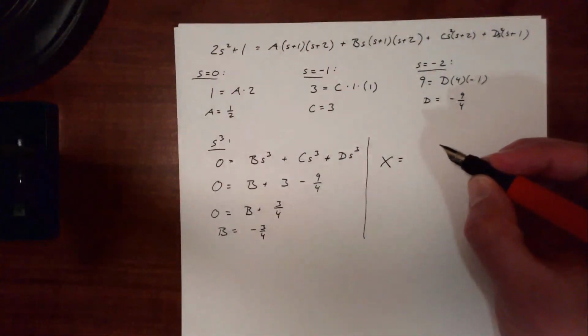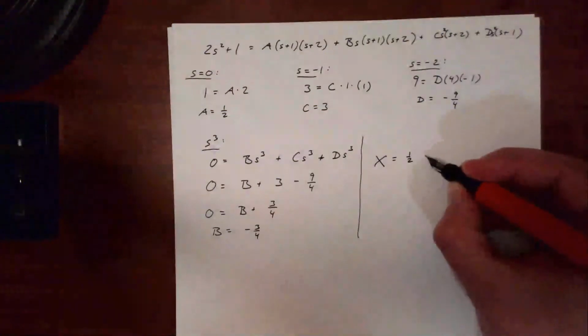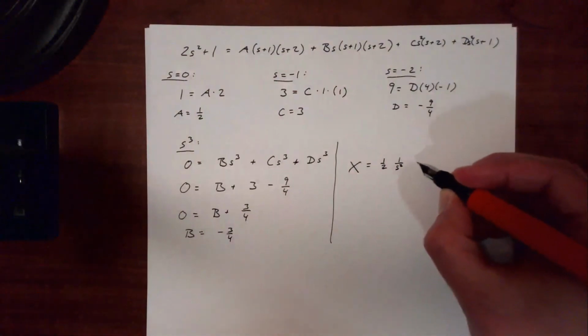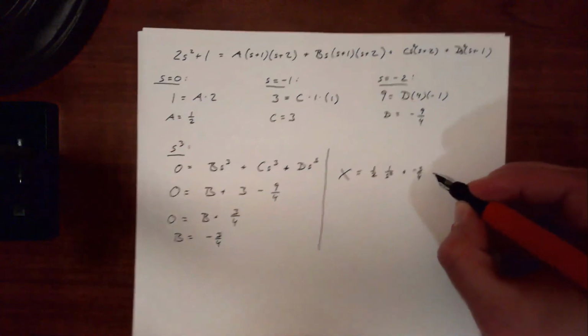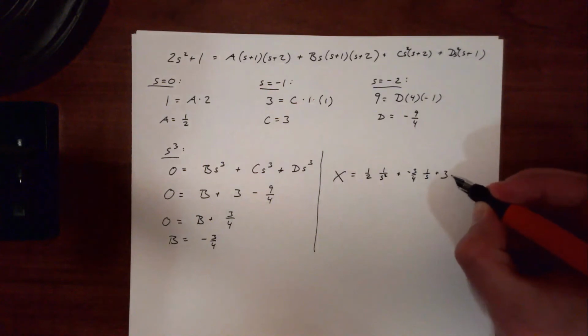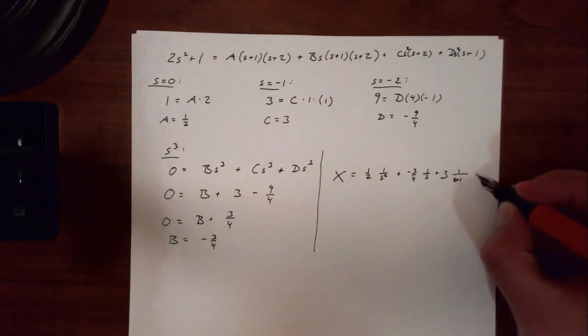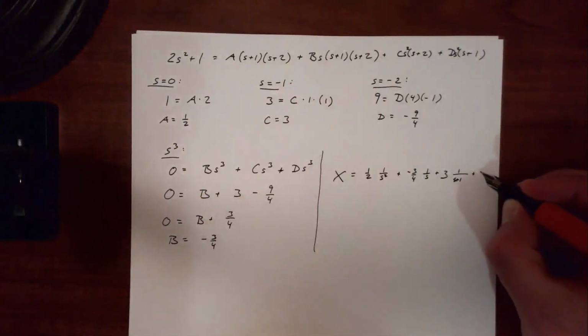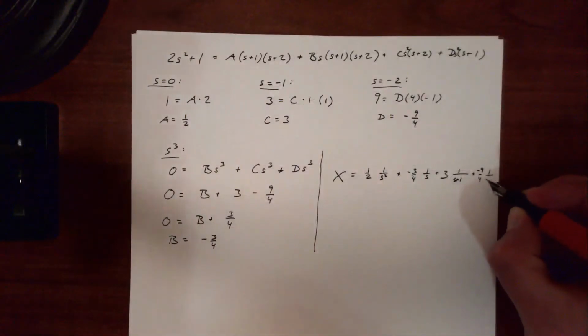So then capital X is equal to, what's it equal to? It's equal to a over s squared, or times 1 over s squared, plus b, negative 3/4, times 1 over s, plus c, times 1 over s plus 1, plus d, negative 9/4, 1 over s plus 2.